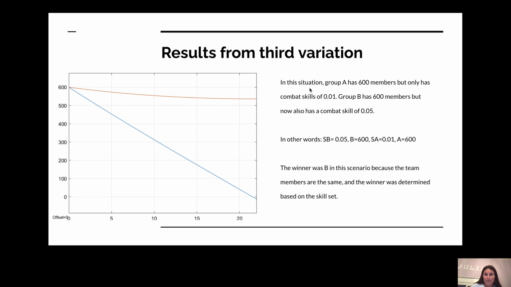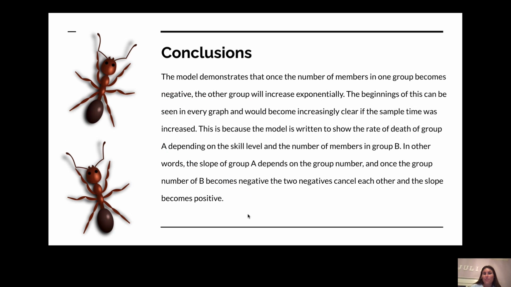So the results from the third variation: in this situation, Group A has 600 members with a combat skill of 0.01, and Group B now also has 600 members and their increased combat skill of 0.05. So in this scenario, the winner was B because the team members are the same, and the winner was determined based on their skill set.